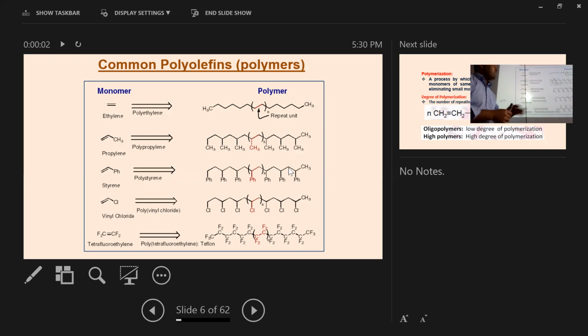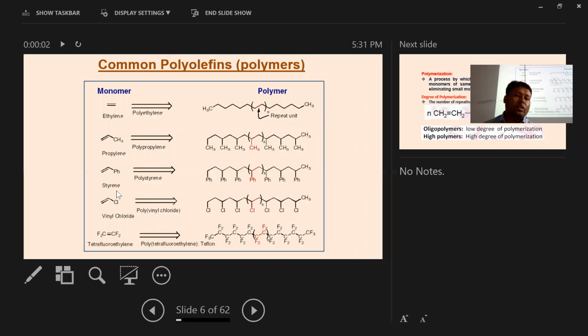That means the monomer is the only one. Yes, monomer. Everywhere in the molecule you will have the monomers, and if you know the total molecular weight of the polymer, then you can divide it by the molecular mass of the monomer, so you can get the degree of polymerization. How many molecules or how many repeating units are there in the polymer?